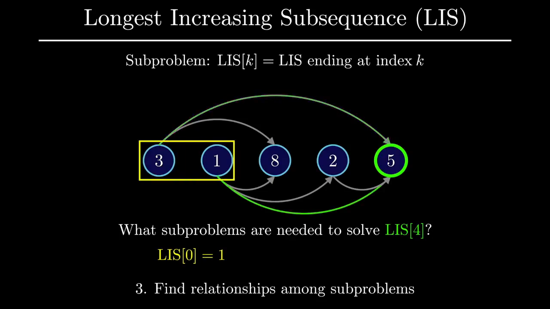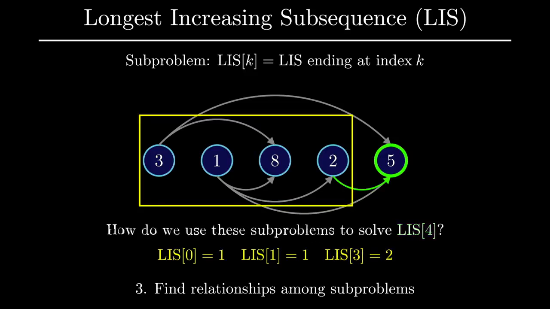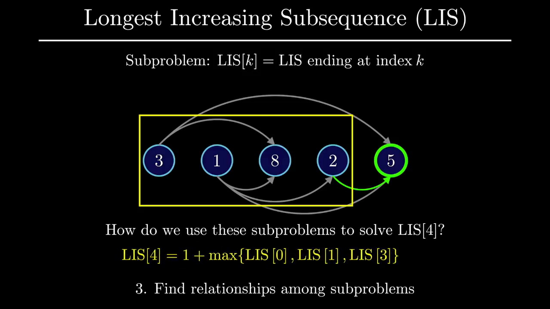Another path comes through index 1, so we'll need that subproblem as well, which also has length 1. The final possible path ending at index 4 goes through index 3, and the longest increasing subsequence ending at index 3 has length 2. Now the nice relationship here is that the length of the longest increasing subsequence is just going to be 1 plus the max over all the necessary subproblems, which ends up being 3.